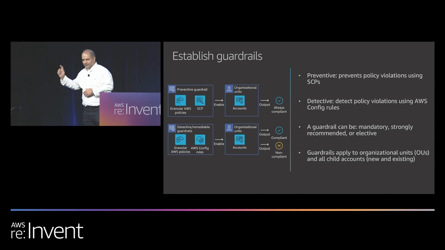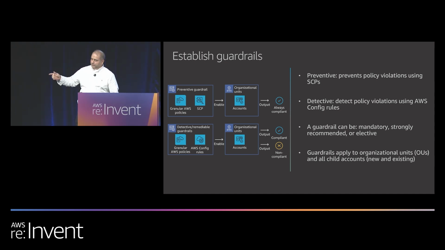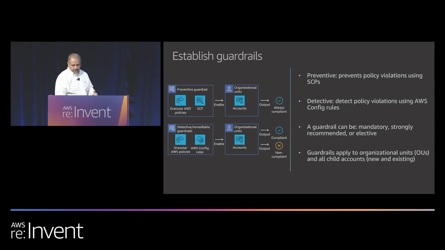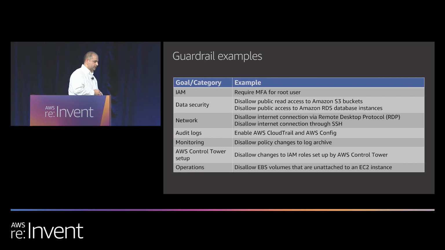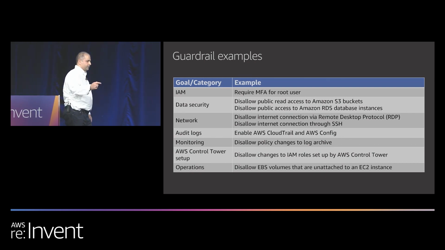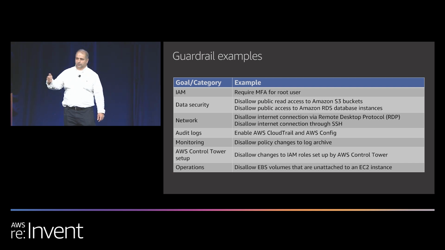And my last point is that the organizations, at the OU level, you apply a guardrail. So if I create, let's say, a guardrail, or I take advantage of a guardrail, and I apply it, here's a set of guardrails, they're applied at the OU level, and they apply to any existing accounts in that OU, and any net new accounts that you create within that OU.